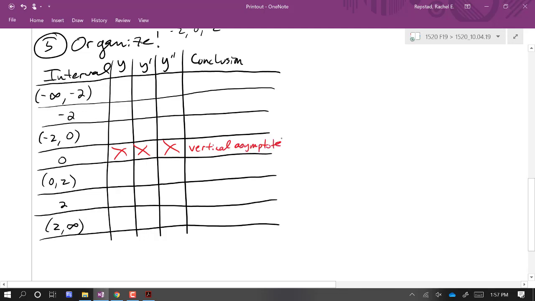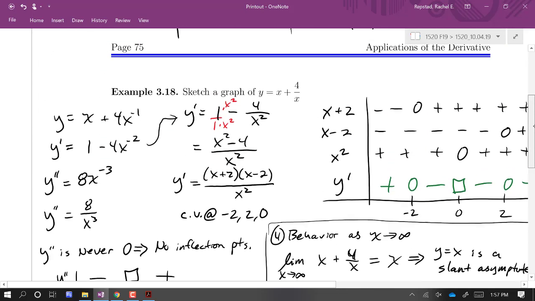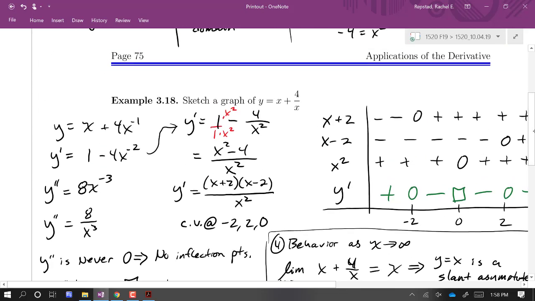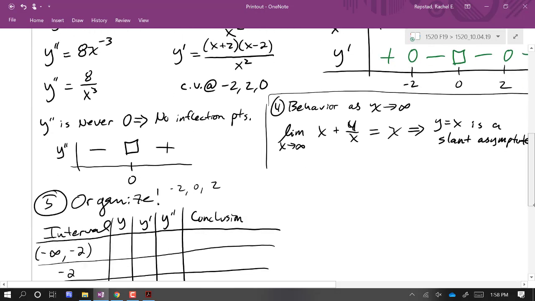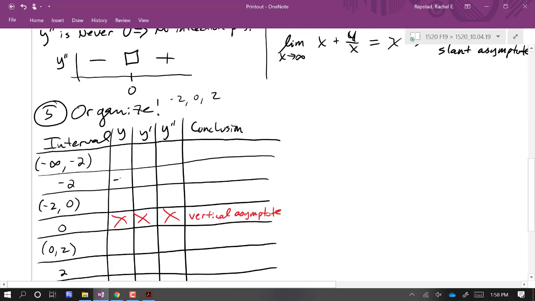So we just need to figure out what y is when x is -2 and when x is 2. I'm going to scroll up so I can see the function. It's x plus 4 over x. So at -2, that's -2 plus 4 over -2, which is -2. That gives us -4. And when x is 2, we have 2 plus 4 over 2, or 2 plus 2. So at negative 2, y is negative 4, and at 2, it's positive 4.